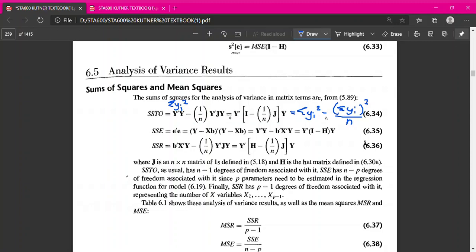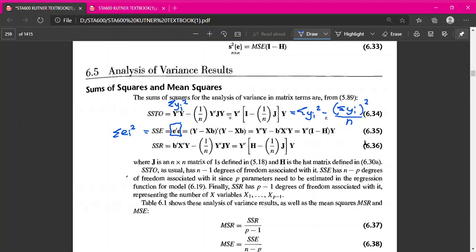SSE, the notation for SSE, is usually the matrix of residual transpose multiplied by the residual, and it is actually the summation of ei square. You square each residual from the observations, you sum up that, and you will get SSE.